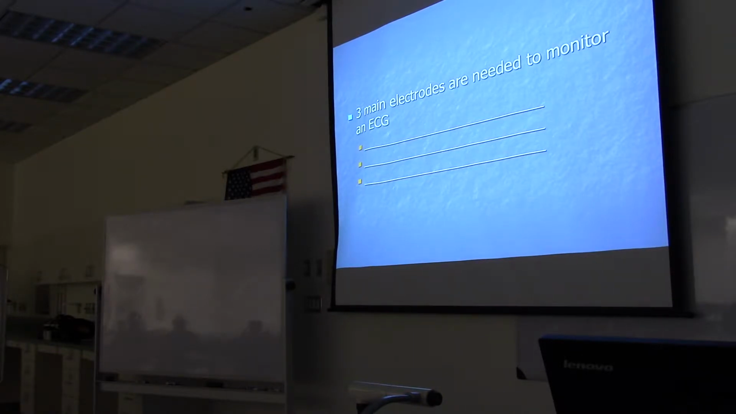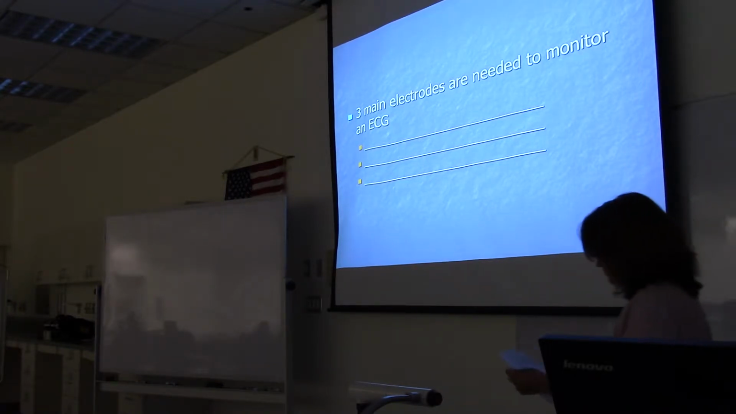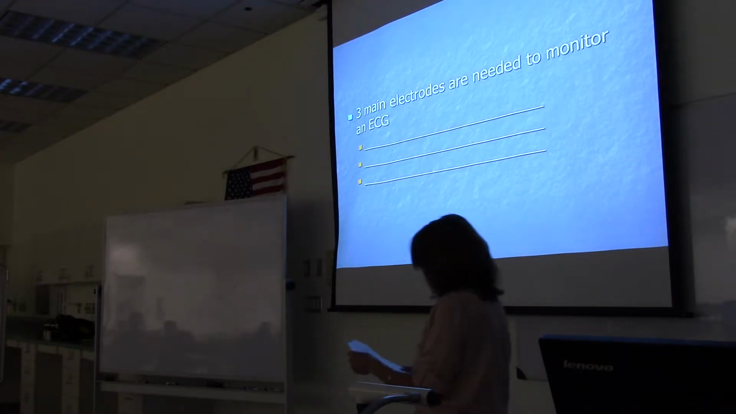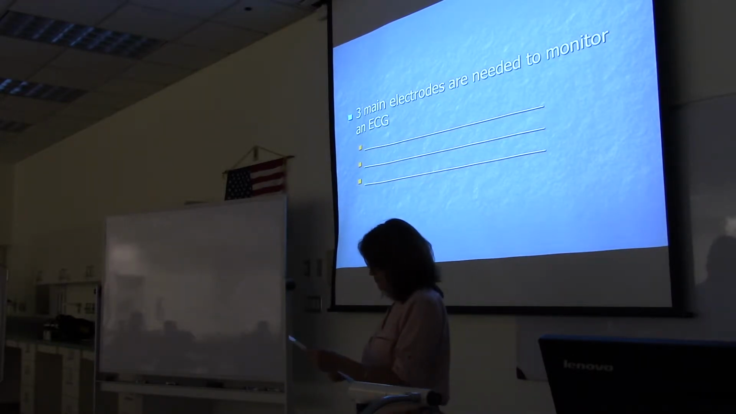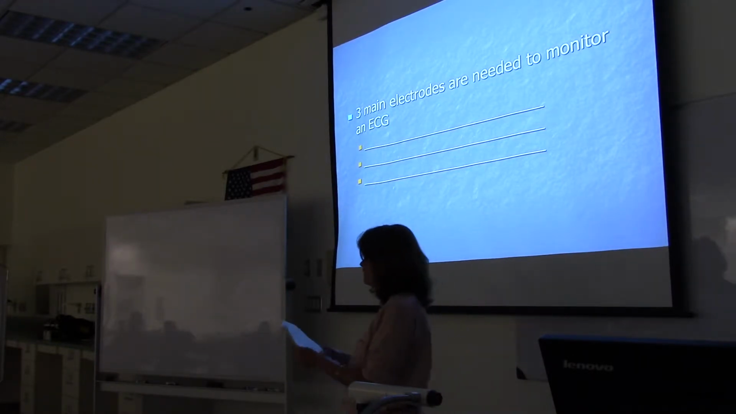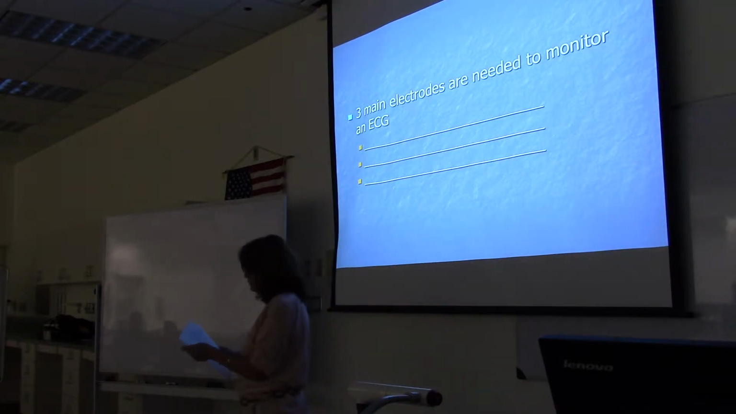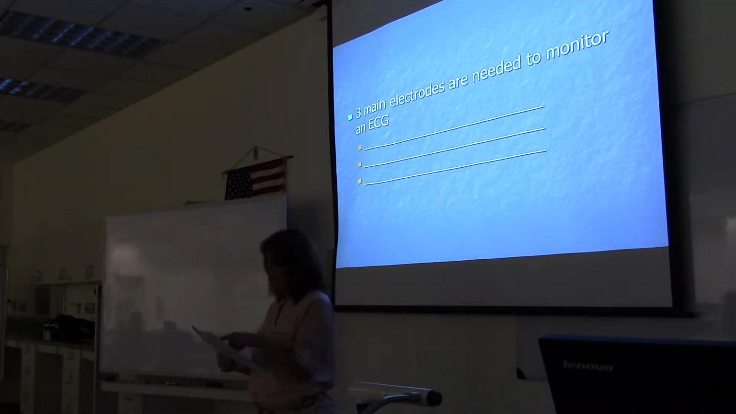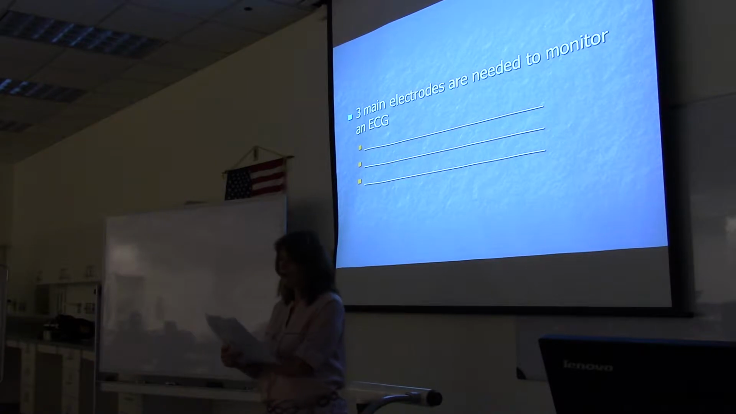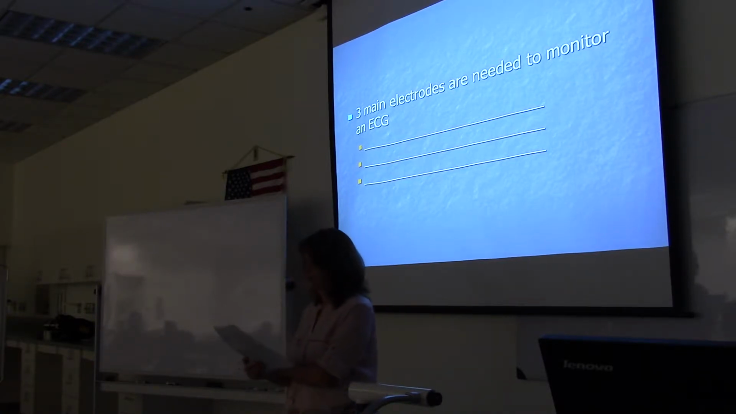All right, there's 3 main electrodes needed to monitor an ECG. The first one, write down negative. There's a lot of notes on this slide, so you're going to write tiny. So you wrote negative, and then next to it, write place on right arm or right mid clavicle.